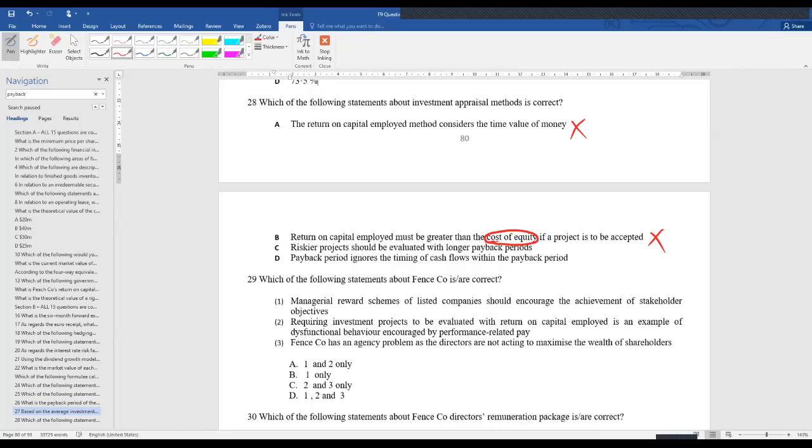The riskier project should be rated with a longer payback period. Okay, this seems a bit true to some extent. Let's see. The payback period ignores the timing of cash flows within the payback period. What that means, let me just give you an example, and we see whether that's correct. So let's do an example here.